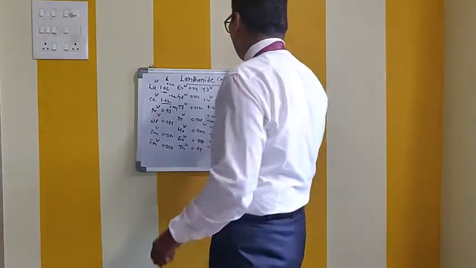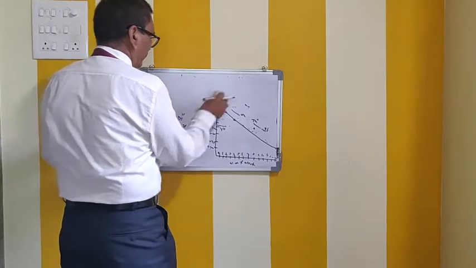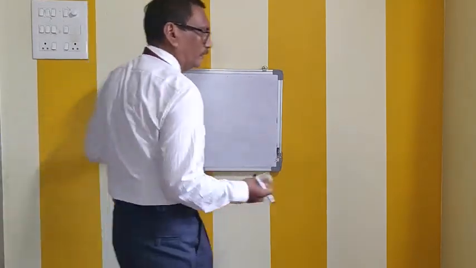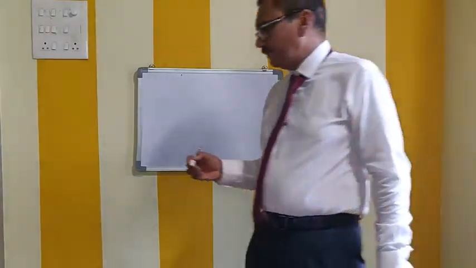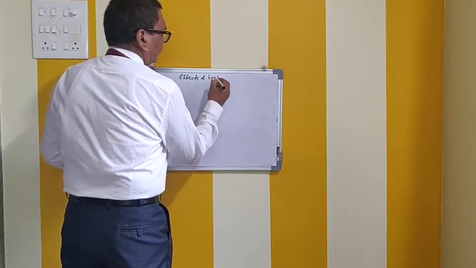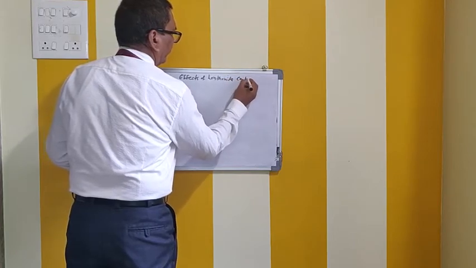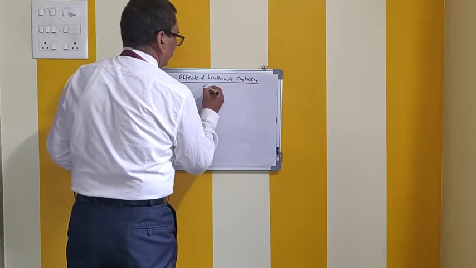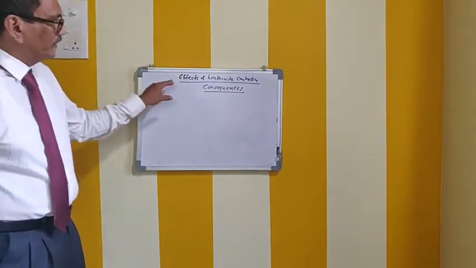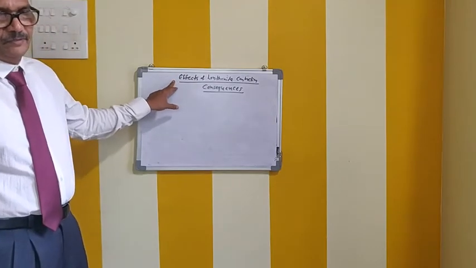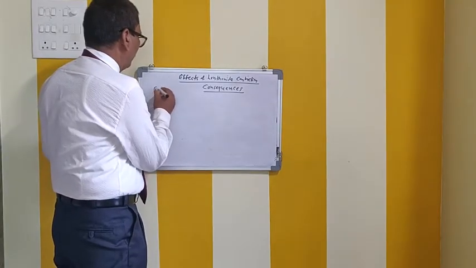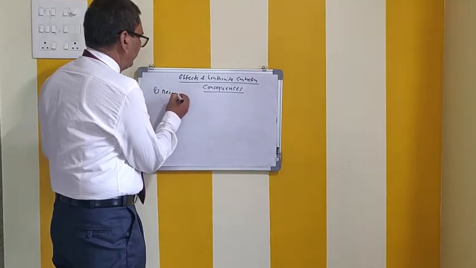Now we are going to study the next part, that is, what are the consequences of the lanthanide contraction, and the effect of that on the properties of the lanthanides. So the next part is the effects of the lanthanide contraction. The lanthanide contraction has a major effect on the properties of the pre-lanthanide as well as the post-lanthanide elements. The first effect is the decrease in the basicity.